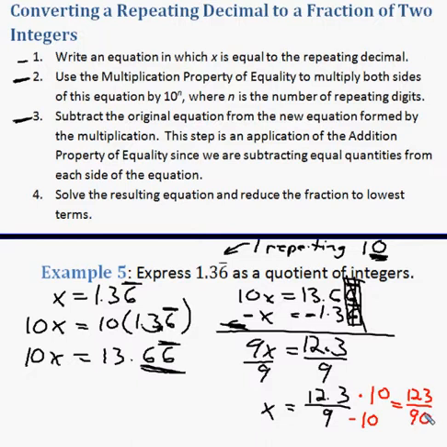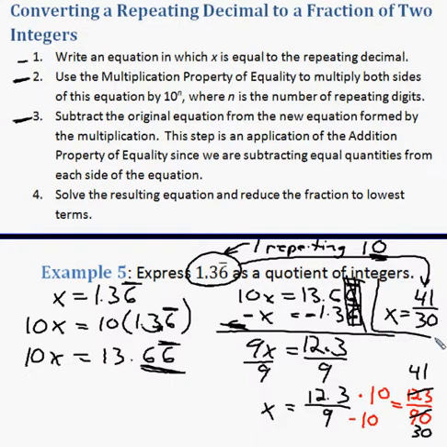If you know your divisibility rules, you know that 123 is divisible by 3 because 1 plus 2 plus 3 is 6, which is divisible by 3. So we're going to divide the top and bottom by 3 so we can reduce this. I'm running out of room again, but 3 goes into that 41 times, and 3 goes into this 30 times. And so x is 41/30ths, which means 1.36 repeating is equal to 41 over 30.